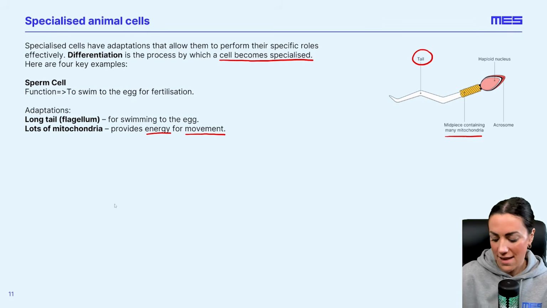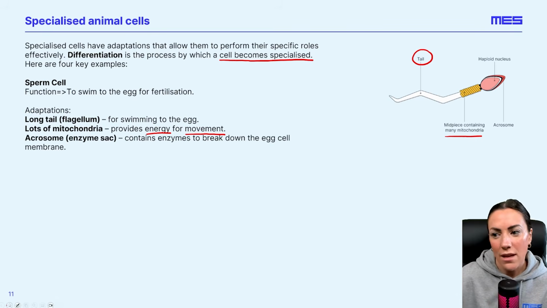Other adaptations that the sperm cell has, there's an acrosome. Now you don't need to remember that key word, but basically if you look at the tip of the head, you've got this region. In that region there are enzymes that will break down the egg cell membrane. The egg cell will only allow one sperm through, so only one sperm cell nucleus will enter the egg cell, but those enzymes help when the sperm cell reaches the egg to break down the egg cell membrane.